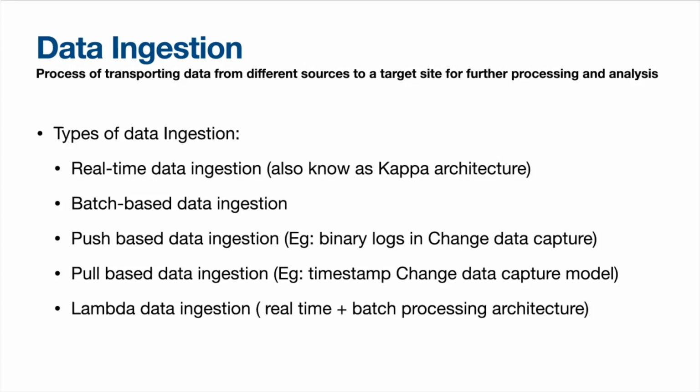And finally, Lambda data ingestion, also known as Lambda architecture data pipeline. It comprises both real-time and batch processing architecture. Don't worry too much about Lambda and Kappa architecture right now. I will cover these two data pipeline architectures in detail in a separate video. Right now, just know what these two types of architectures are in brief.